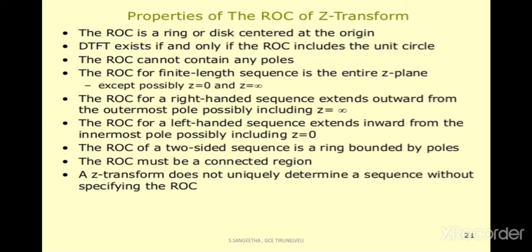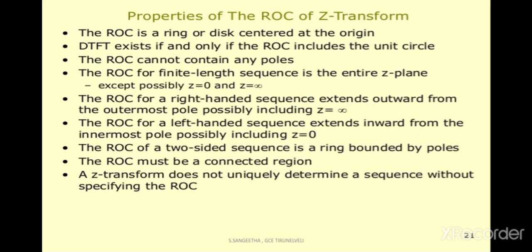Next we are going into the properties of the ROC of the Z transform. The ROC is a ring or disk centered at the origin. The DTFT exists if and only if the ROC includes the unit circle. The ROC cannot contain any poles. For a finite length sequence, the ROC is the entire z plane except possibly z equal to 0 and z equal to infinity.